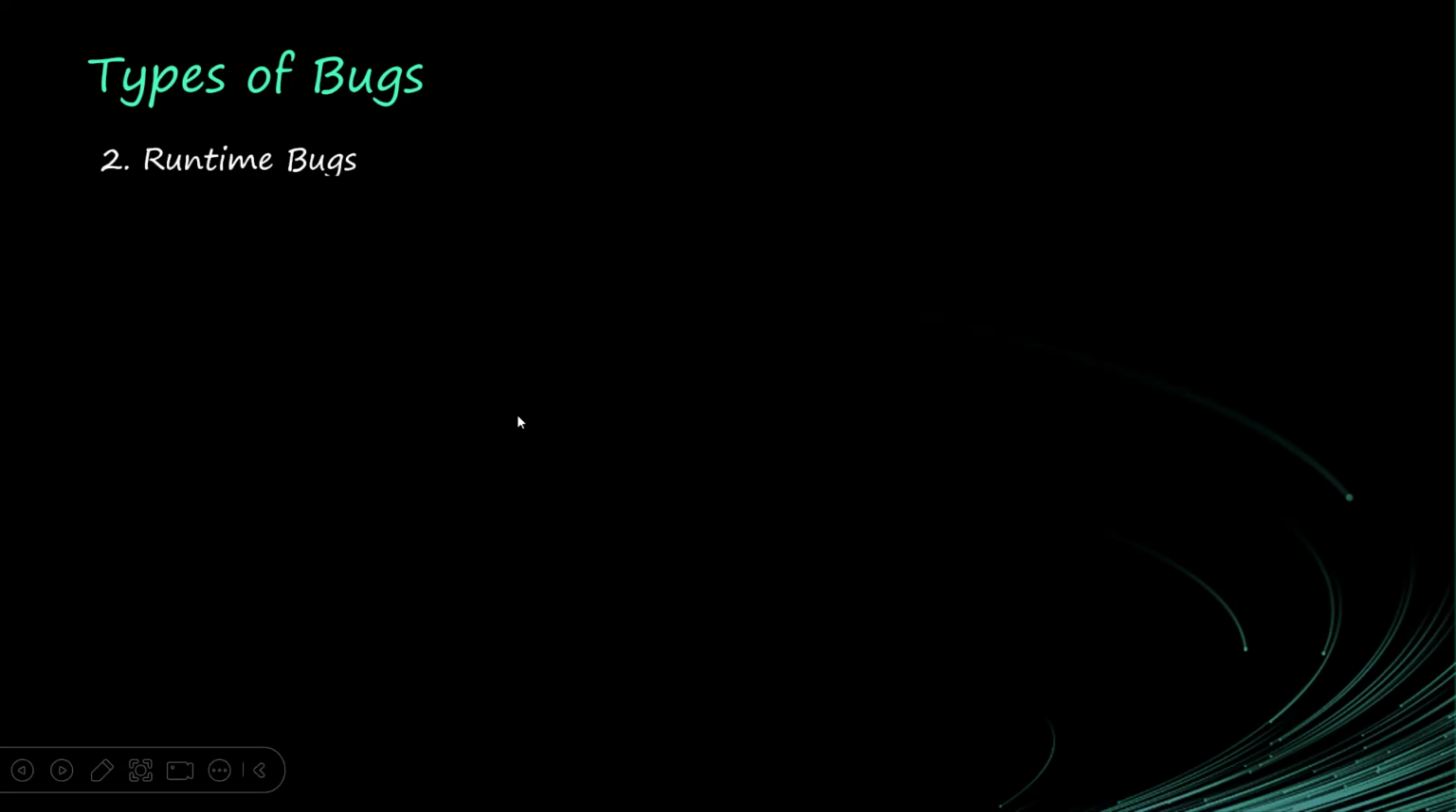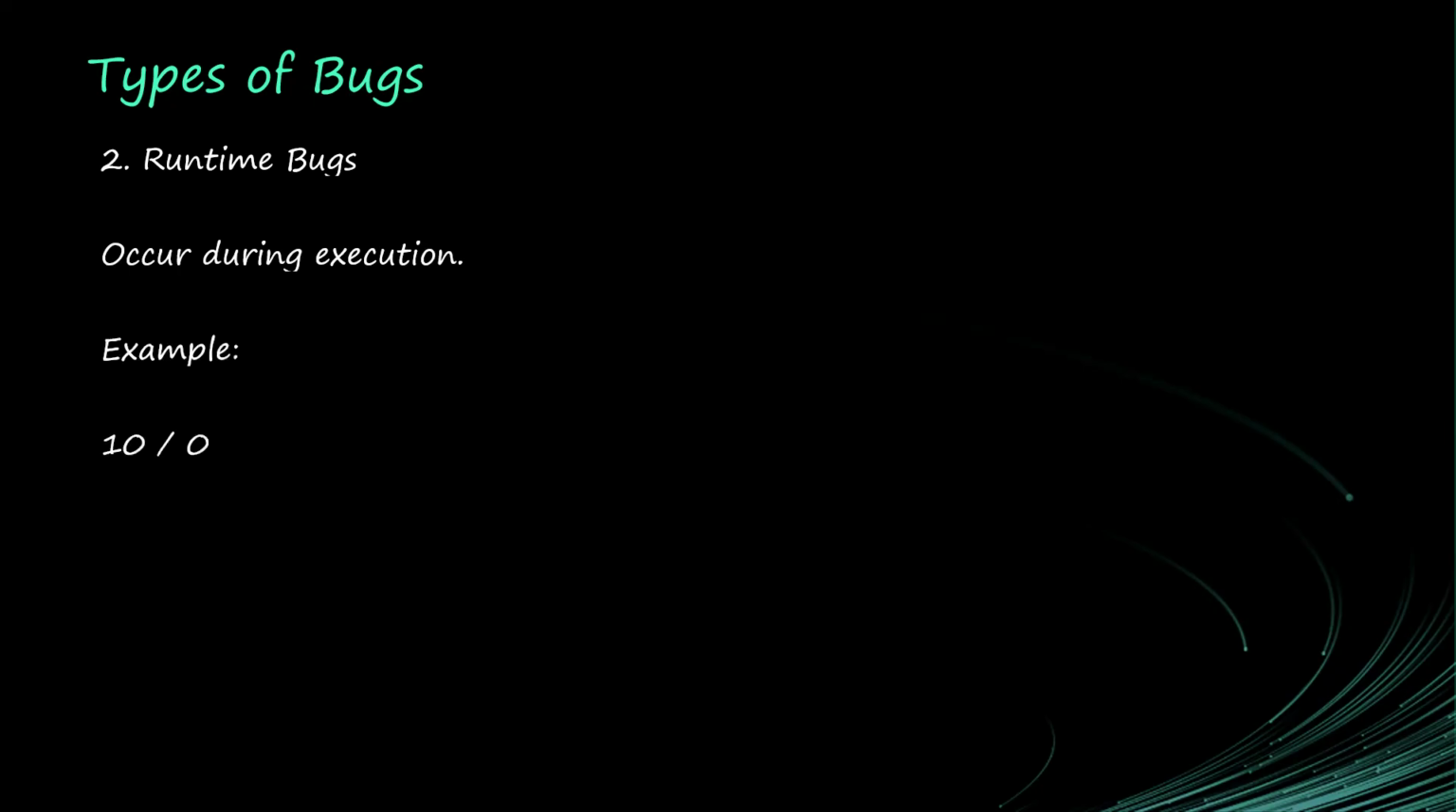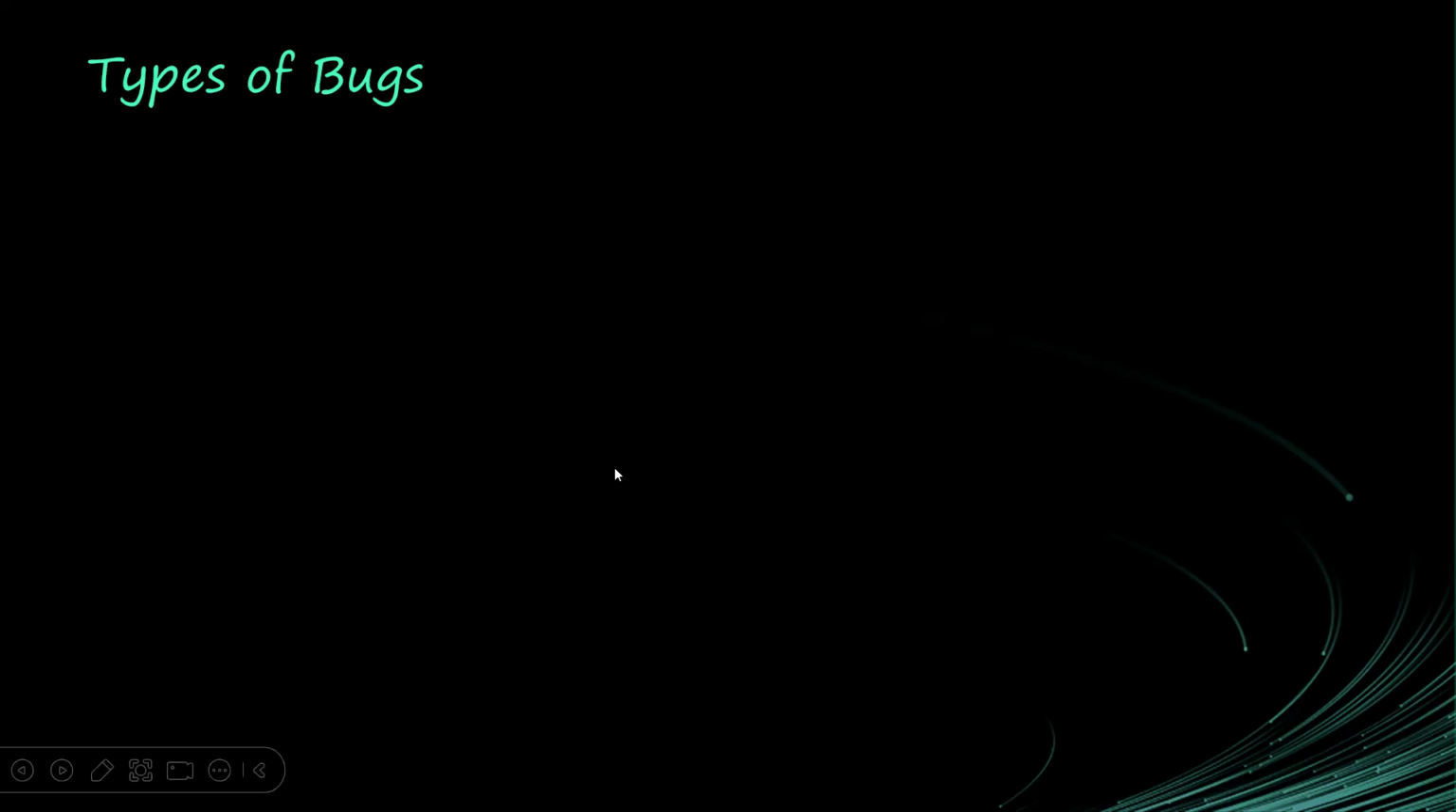We have the runtime bugs that occur during execution of the program. So this occurs when the program is executing. 10 over 0, of course, is an error. It's a bug. You can't do this.